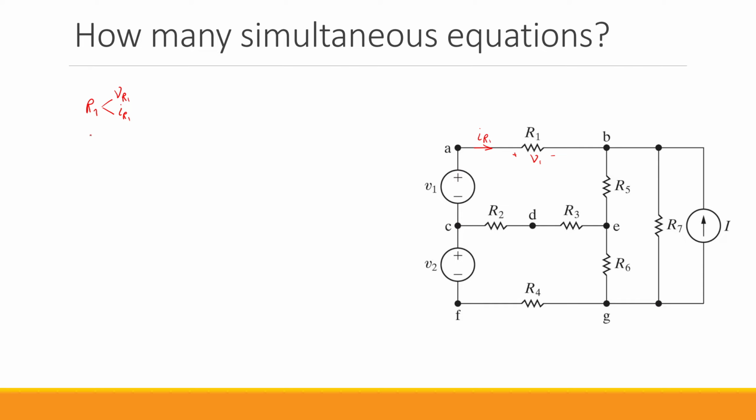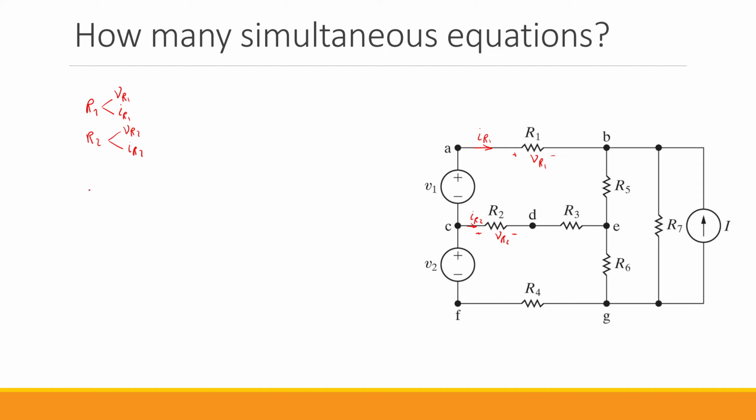What about R2? The same is true for R2 as well. If I say the polarity of the voltage is like this, that should be VR2, and then the current is I of R2. So we need to know VR2 and I of R2.